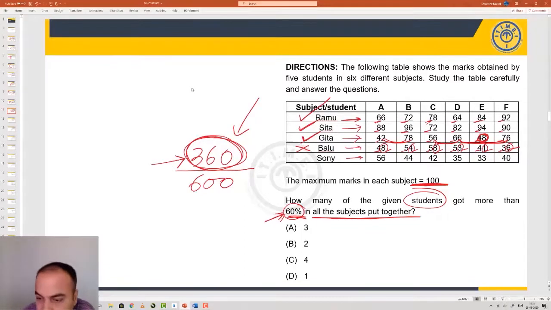Let's look at Sony. 50 and 40, 90, 90, 40, 130, 130 and 30, 160, 160 and 30, 190, 190 and 40, 230. 230 to reach 360, 130 gap. Once again, the units digit will never be enough to close that gap. So Sony also does not achieve. So out of the 5 students for this question, how many achieve more than 60%? Putting all the subjects together, answer is 3 students. Ramu, Sita and Geeta.